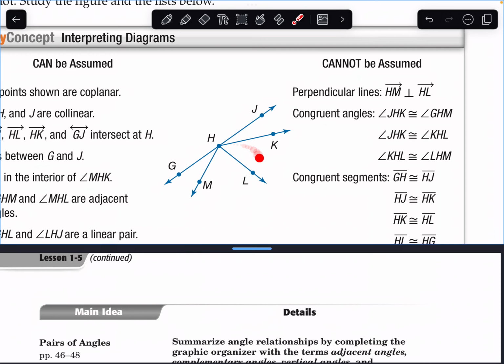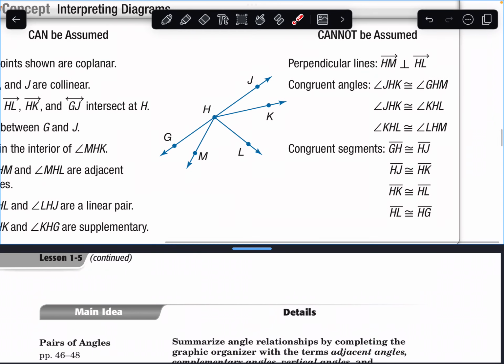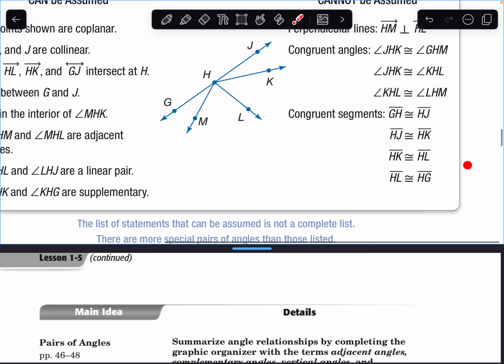We don't know the actual measures of anything on here. Same with the segments. We have no idea if these lengths are true. They could be off by just 1/10 of a centimeter there, and you wouldn't know it until you actually measure or are given some information about the measurements. So don't assume anything is congruent.